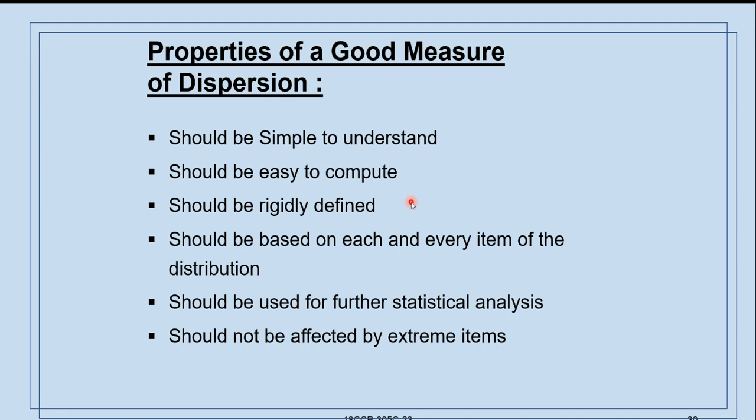And the measures of dispersion should not be affected by extreme items. If extreme items are there, it should not be affected. Extreme means very large or very small. In this third series, C, we have seen some small figures below 10, four figures below 10, and one is 239. So that is the variation.